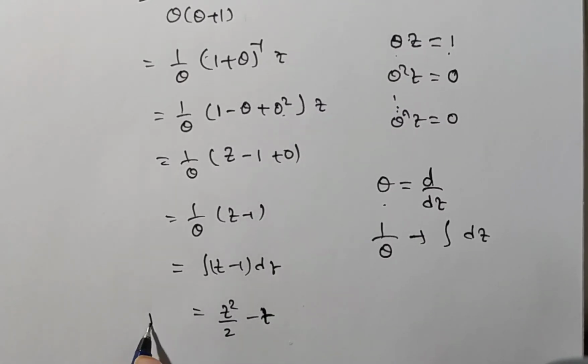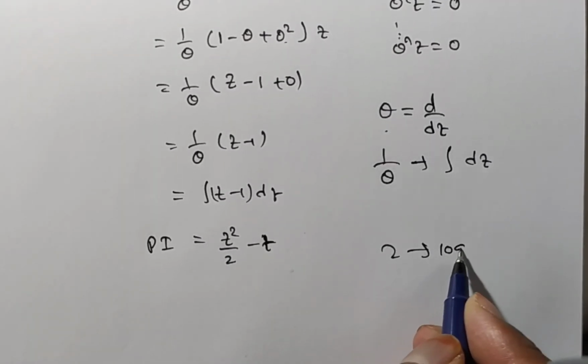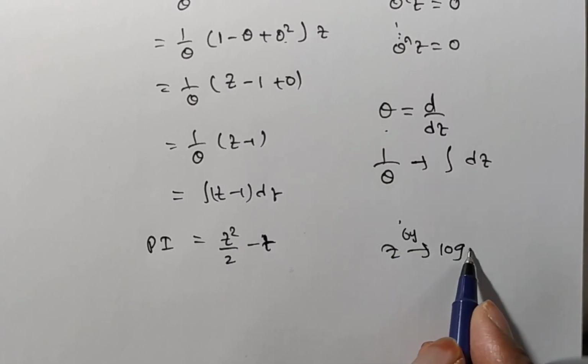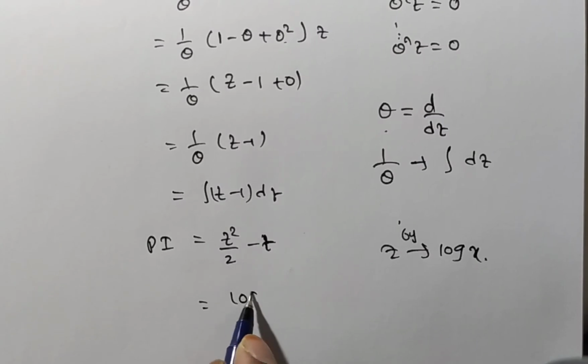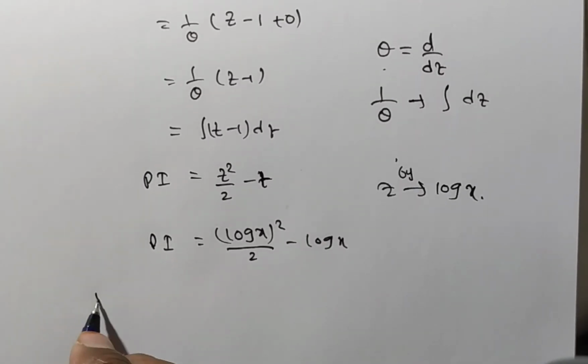So now you observe this particular integral is in terms of z. So we have to convert z into x terms. For that, what do we have to do? We have to substitute z is equal to log x. So you will have the particular integral as log x whole square by 2 minus log x. So this is the particular integral value.